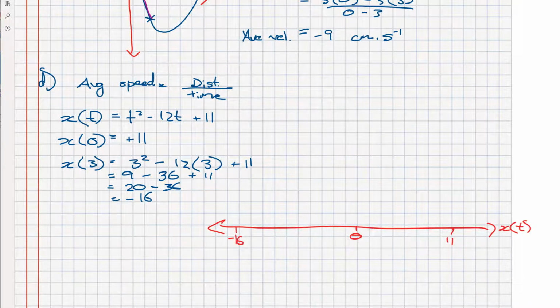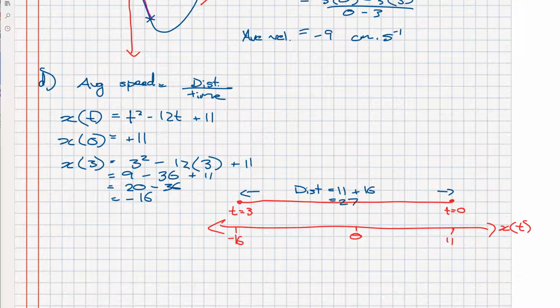what we find is that at t equals 0, we're over here, and at t equals 3, we're all the way over here. And the distance traveled is the distance of this line here. So the distance itself is going to be 11 plus 16, and that's going to come out to be 27.